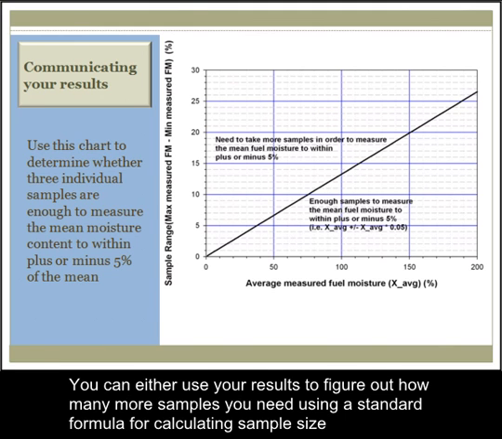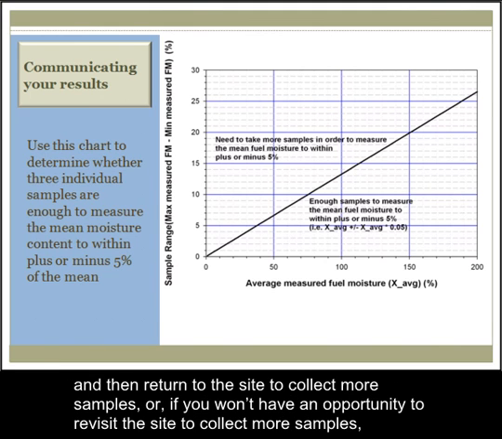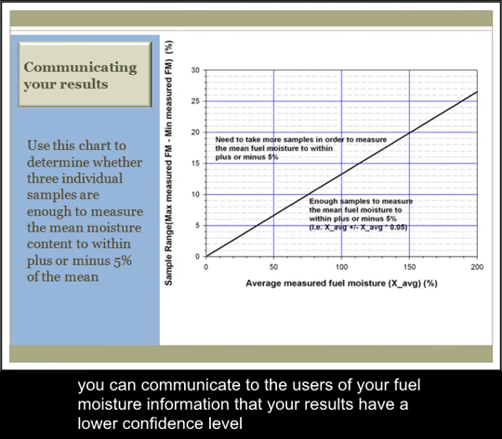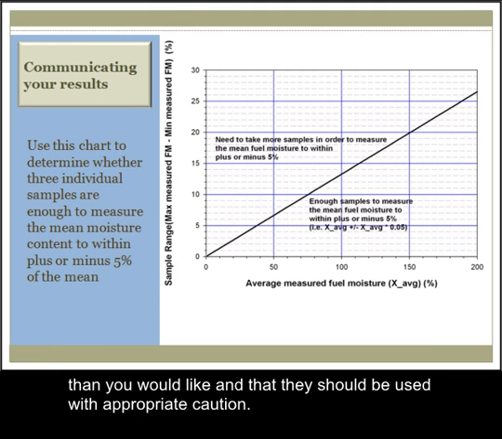You can either use your results to figure out how many more samples you need using a standard formula for calculating sample size, and then return to the site to collect more samples, or, if you won't have an opportunity to revisit the site to collect more samples, you can communicate to the users of the fuel moisture information that your results have a lower confidence level than you would like, and that they should be used with appropriate caution.